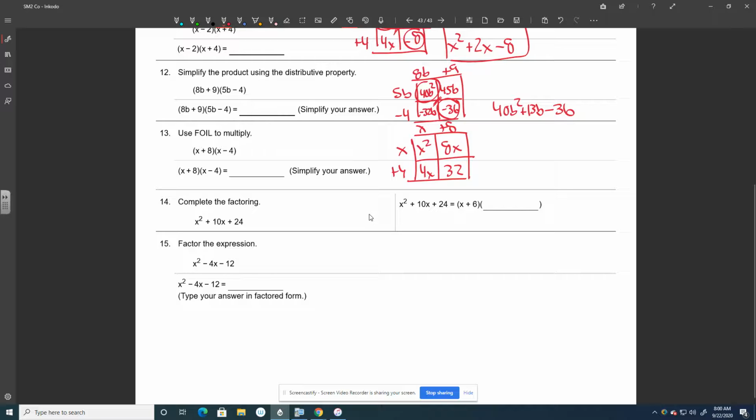And then I write out my answer. I start up in the left, x squared. I end with my last number, which is a positive 32. And then these combine. 4x's plus 8x's is 12x's when you put those together.